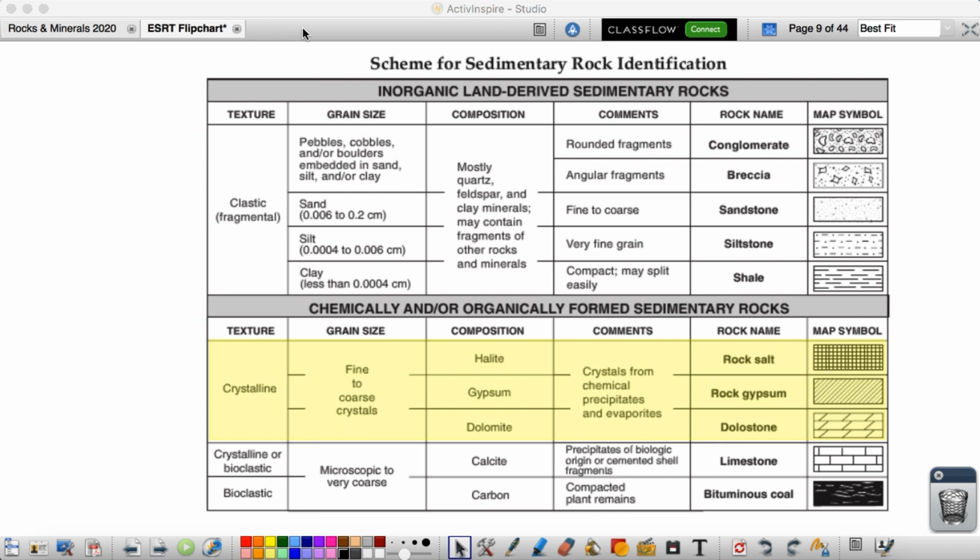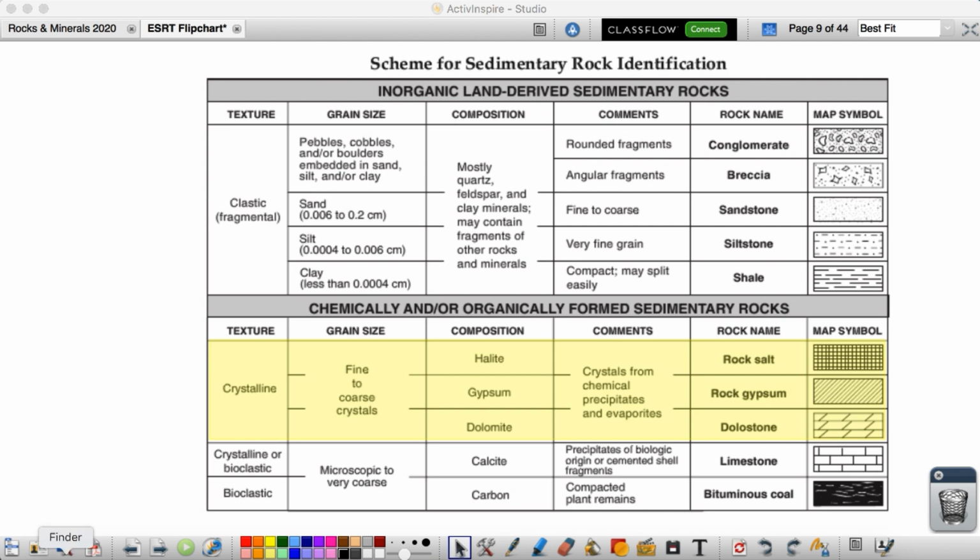So we're going to need to take out our Earth Science Reference Tables to page 7, and we're going to need our note packet. I hate to call it a note packet. We're going to need our rock and mineral packet, I should say. And let's open that to page 15. I believe that's where we have the rest of our sedimentary rock information.